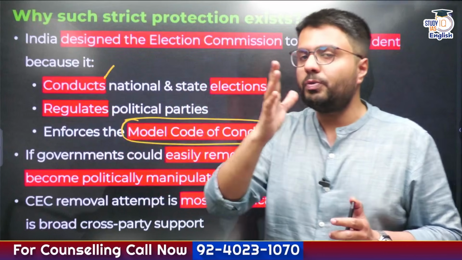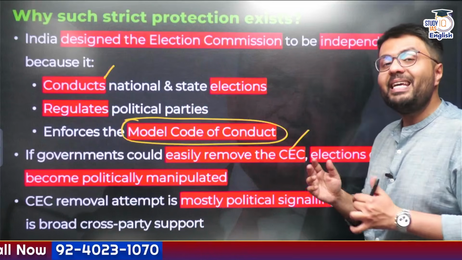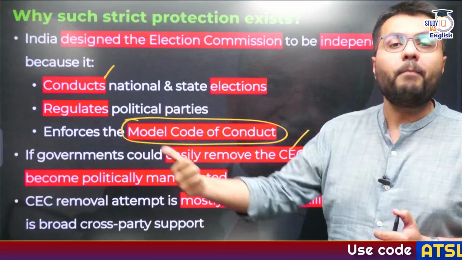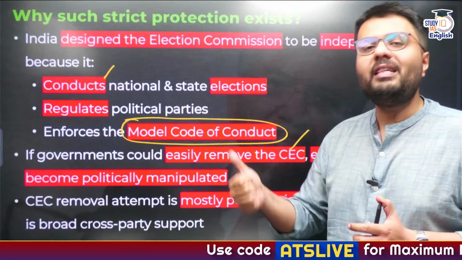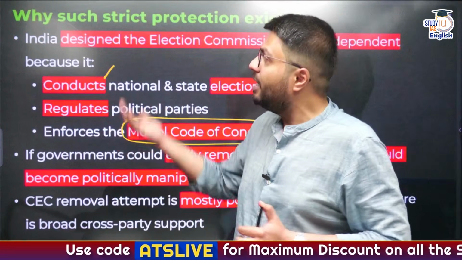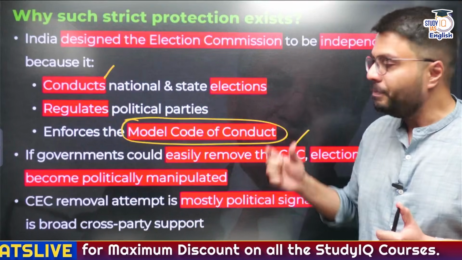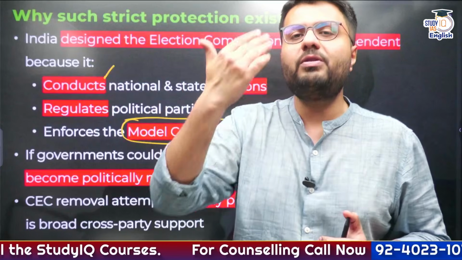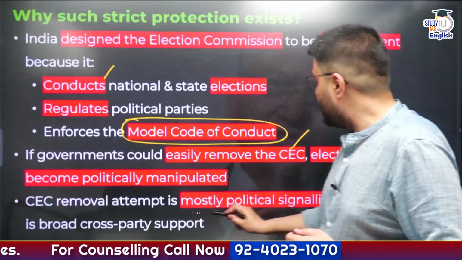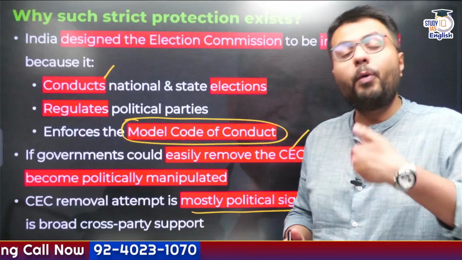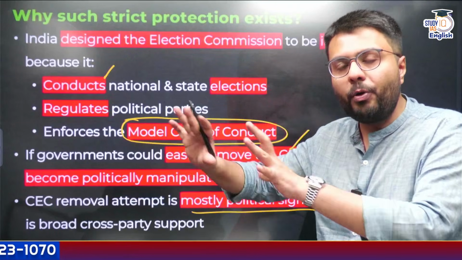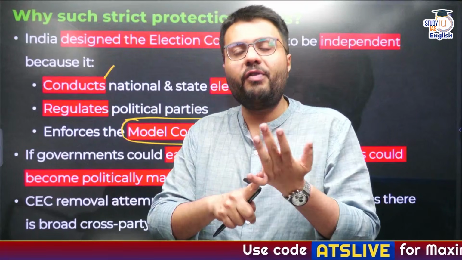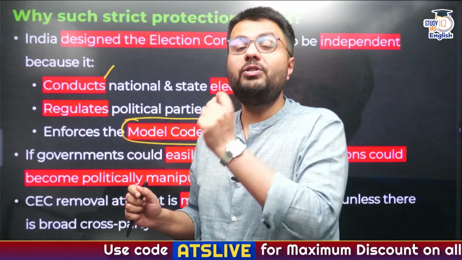If these strict protections were not there, don't you think the government could have easily removed any Chief Election Commissioner of India, and this would make the office prone to partiality, right? So in order to prevent this office from being politically manipulated, we have such strict procedures for their removal. Any removal attempt by political parties, even if introduced in the house of Parliament, is mostly done for the purpose of political signaling. Unless there is broad cross-party support, the removal of either a Chief Election Commissioner or any Supreme Court judge is not possible.